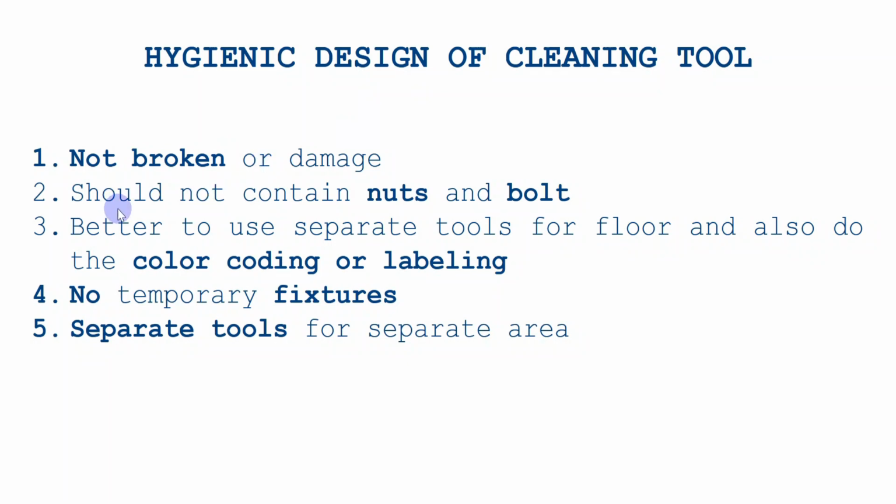Not broken or damaged means all tools must be in good condition, no broken or damaged tools. Then use tools that do not have nuts or bolts to avoid accumulation of debris. Then it is better to use separate tools for the floor and also do color coding or labeling. No temporary fixtures, like temporary repairs on the tools. And last is separate tools for separate areas.